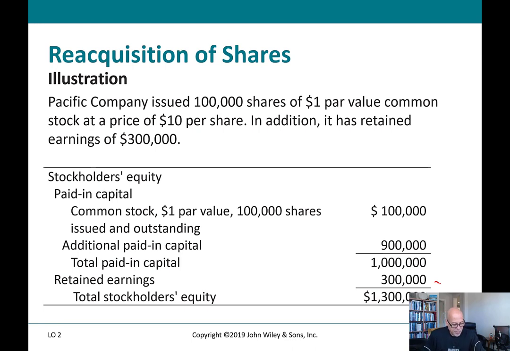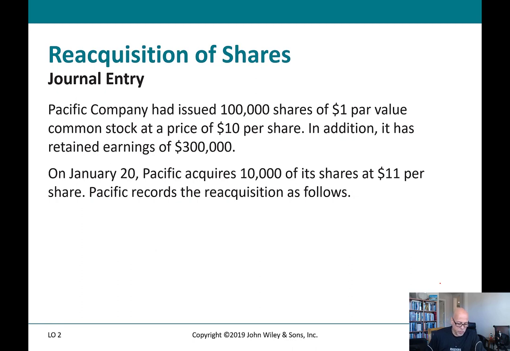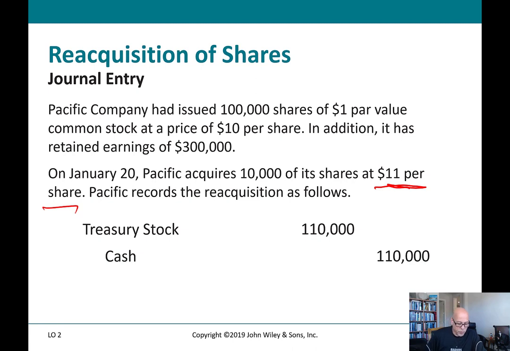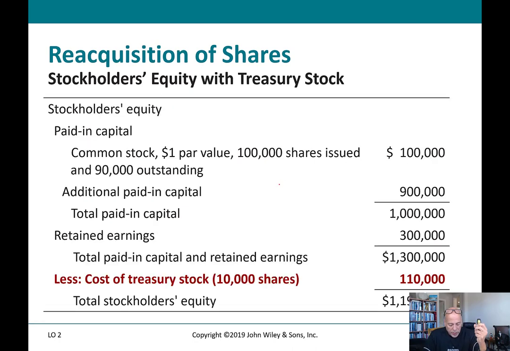Now, they turn around and reacquire some shares of their own stock, at $11 per share. Very simple calculation, guys. You credit cash for 110,000, which is 10,000 shares at $11 per share, and you debit the treasury stock account for 110,000. The treasury stock account is a contra stockholders' equity account, so it's subtracted from your stockholders' equity. So we look back at the stockholders' equity we were looking at earlier, and all the same information is there, except we've added this red underline, a subtraction for the treasury stock.